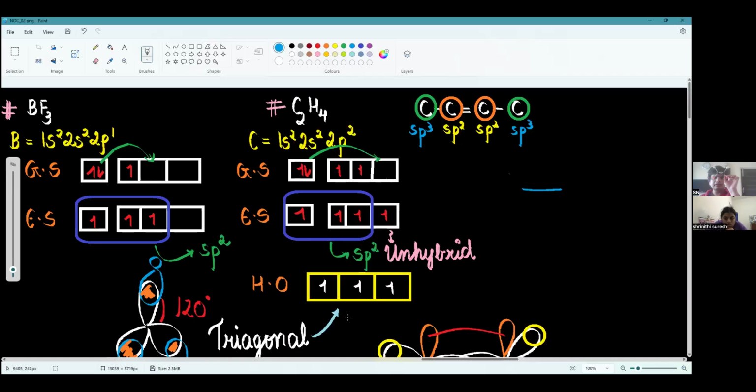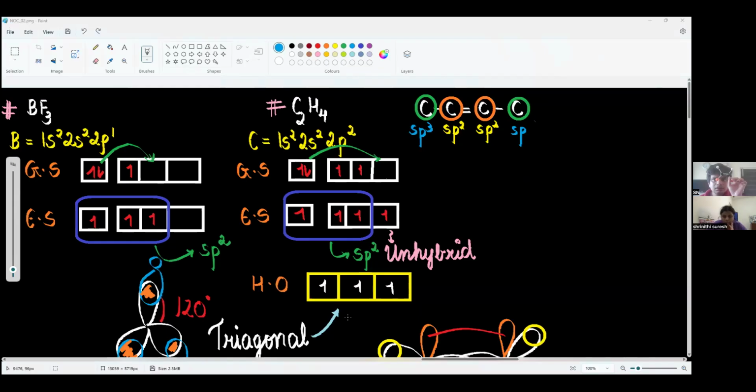It will look somewhat like this. You will have one bond over here, one over here and one over here. So this angle will be 120 degrees. Now you agree with me how the bond angle is 120 degrees? Yes? Okay.